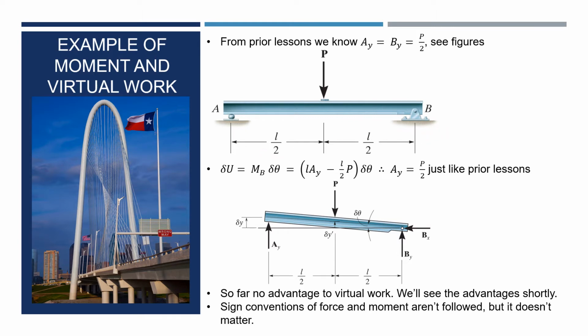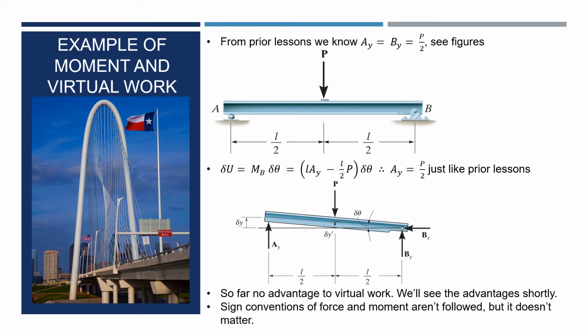Okay, the change in work is moment times d theta, which is L times Ay, a moment about B. We'll calculate the moment about point B: L times Ay minus P times L over 2, times d theta. So Ay equals P over 2, just like previous lessons. So far, no advantage to virtual work.